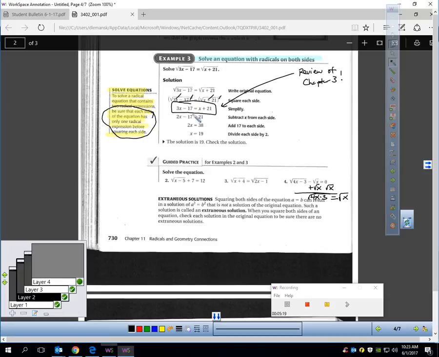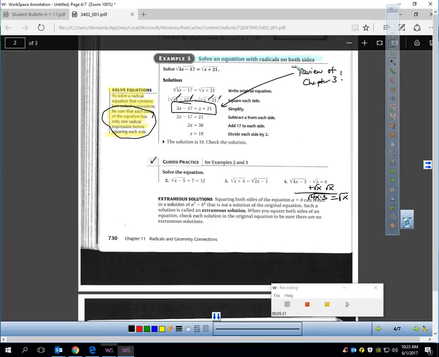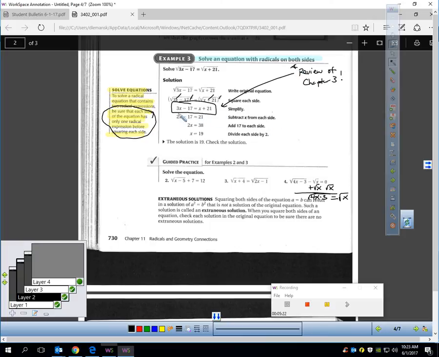Now when you get to here and the square roots are gone, this is review of Chapter 3. I don't have all my variables on one side. I got to get all my variables on one side. So take away x from each side. So the x's on the right cancel. I have 21 on the right, and now I have 3x minus 1x is 2x minus the 17. And now it should be a couple quick steps and you're done.